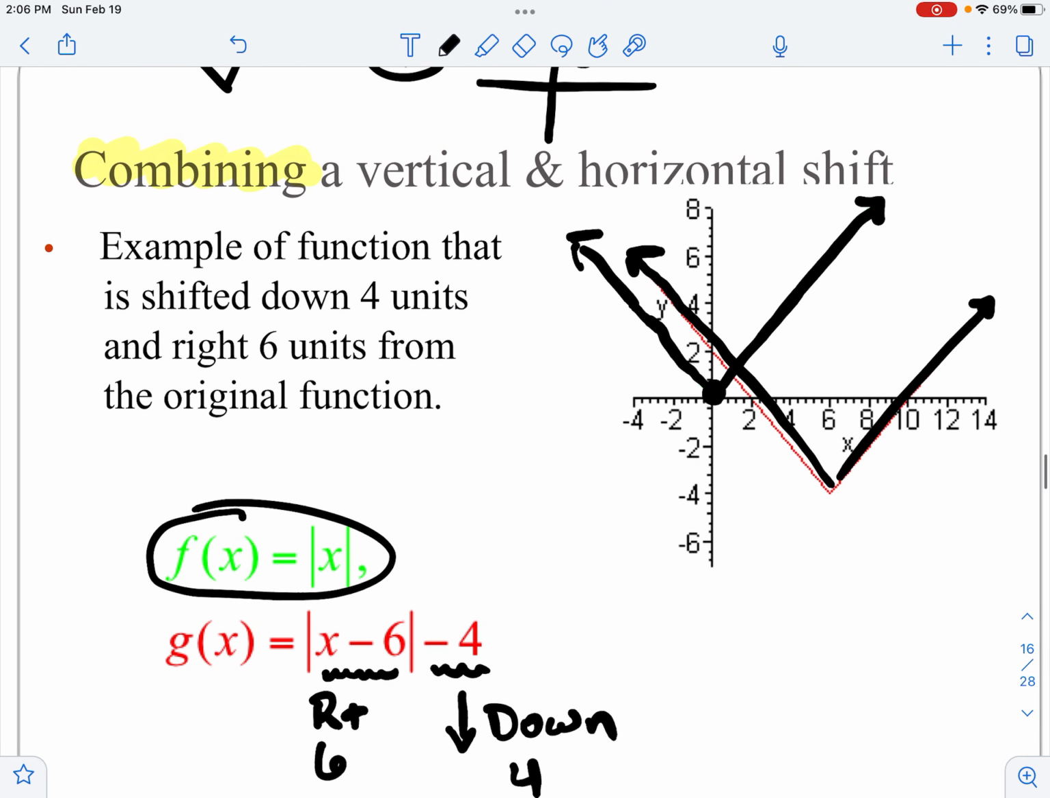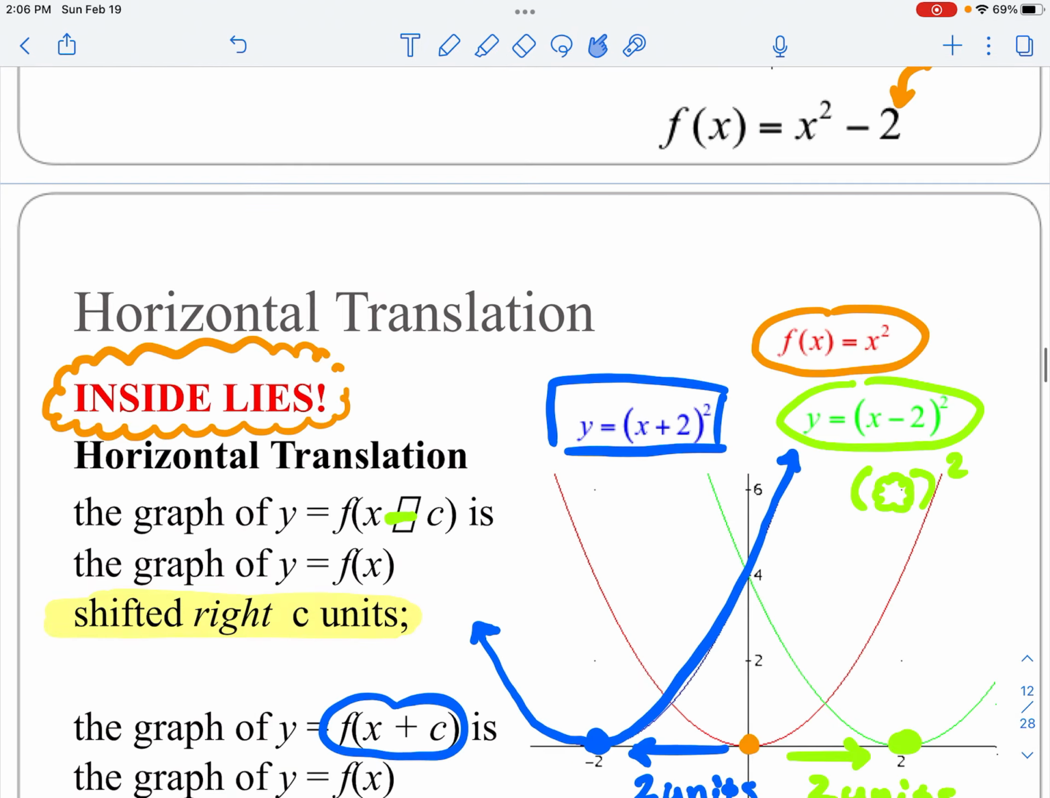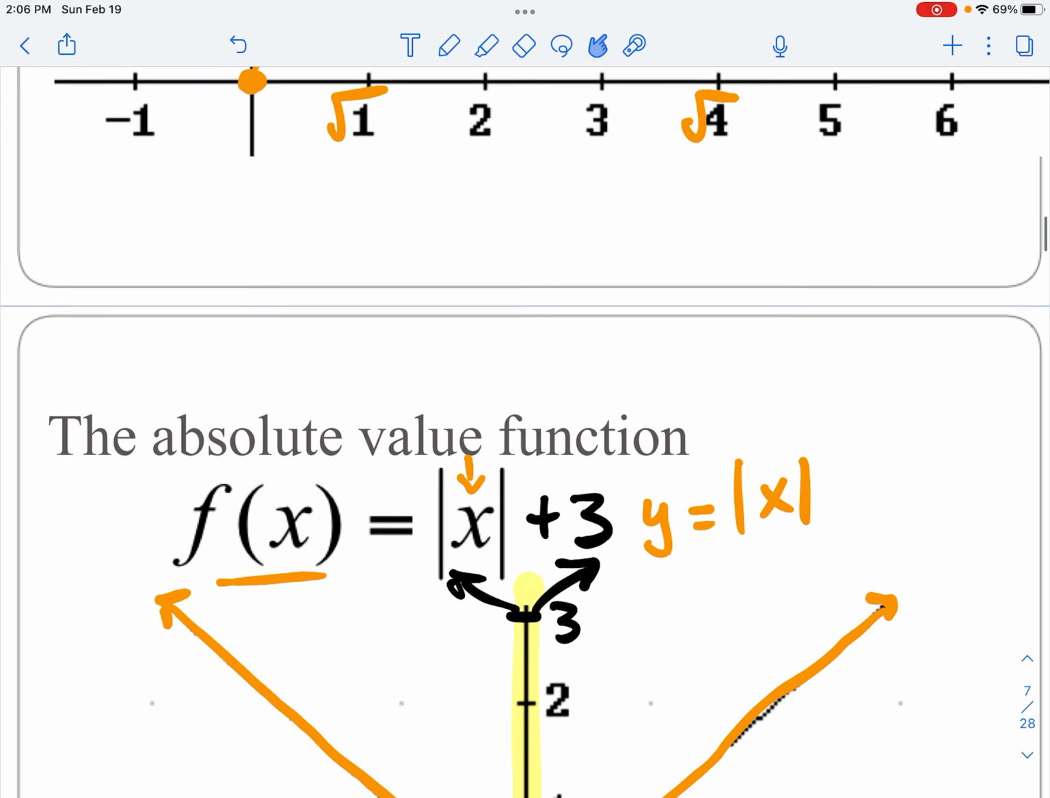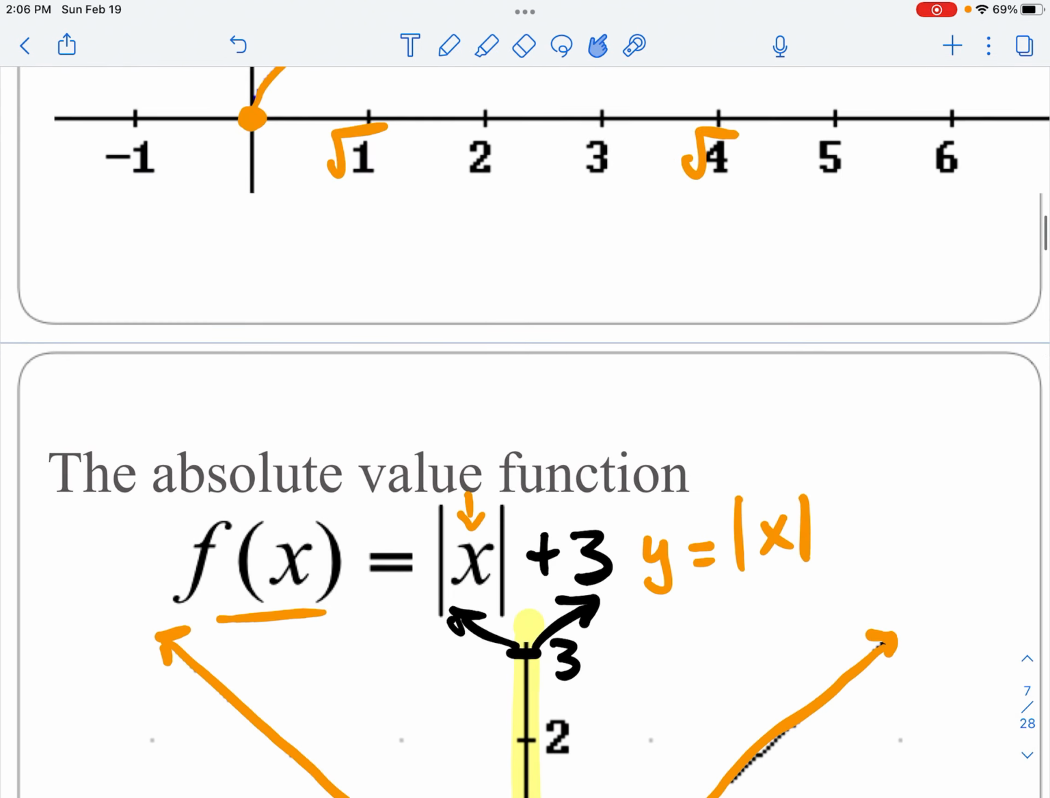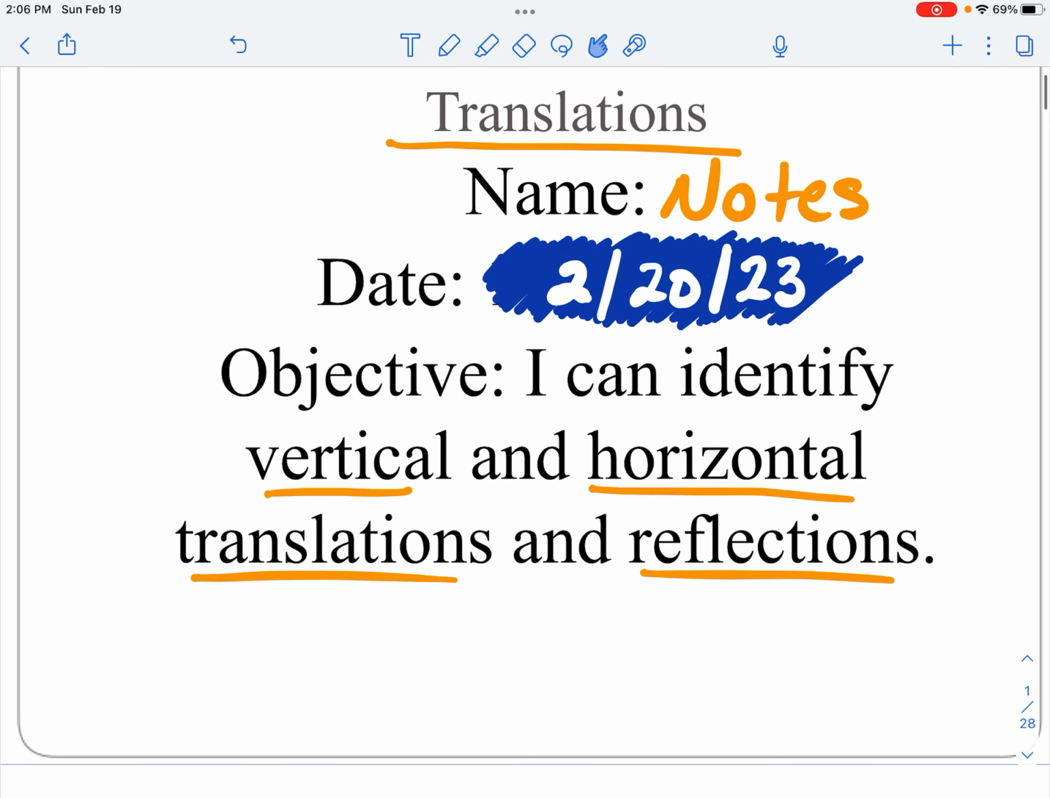Okay, so that is going to get us through today's learning objective, which is to determine whether or not a function is shifted up or down, or if it is shifted to the left or the right.